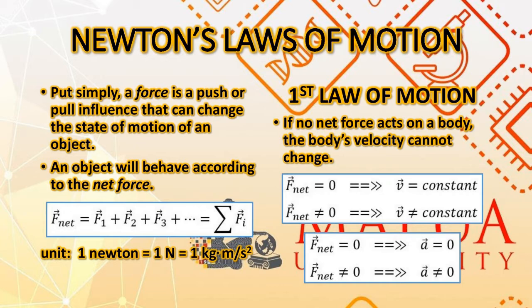Therefore, you not only need to take note of the magnitude of the forces, you also have to take note of their direction in your analysis. Thus, in getting the net force, you have to use vector addition, the component method, to get the net force. The unit for force is the Newton. 1 Newton is equal to 1 kilogram meter per second squared.